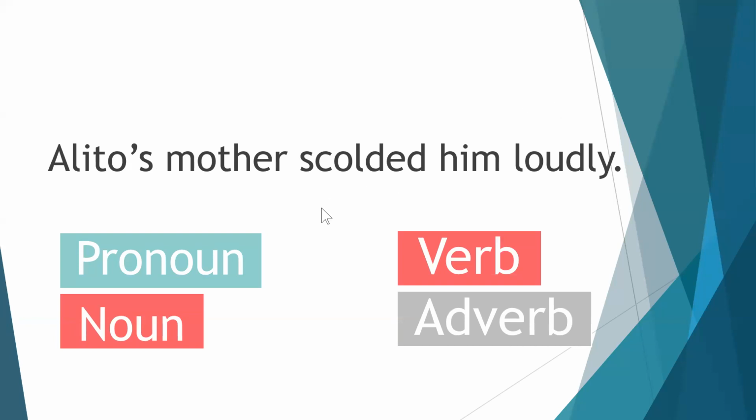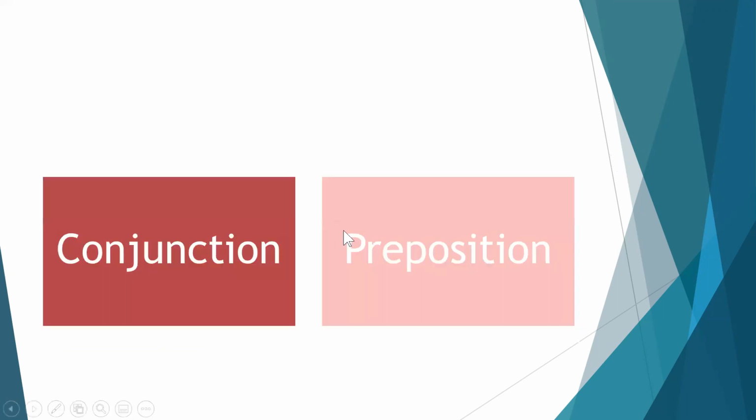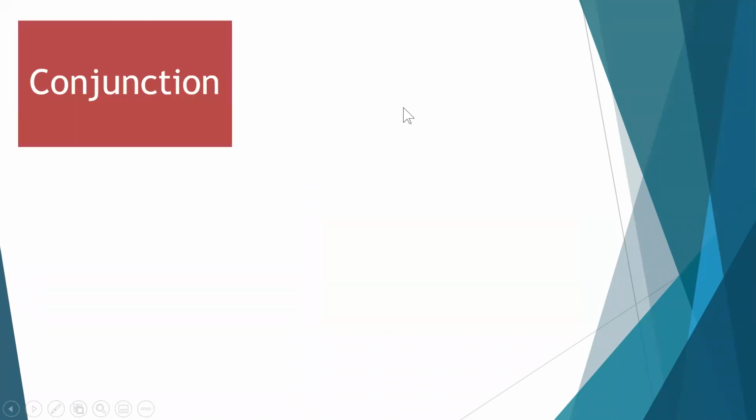Let's see if Mariano can give us the verb and the adverb. First, the verb. Scolded, and loudly. Great. Okay. Scolded, verb. Loudly, adverb. That's right. She not only scolded him, but she scolded him loudly. Great. Very well done, guys. So we've identified pronouns, nouns, verbs, and adverbs. That's right. So now we are going to talk about conjunctions and prepositions.